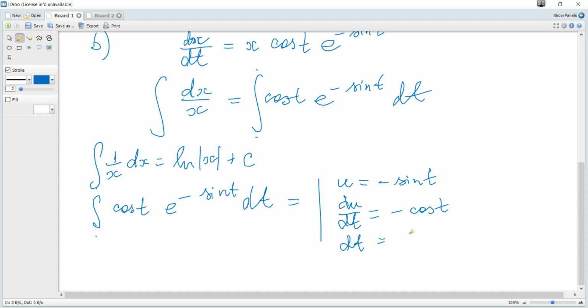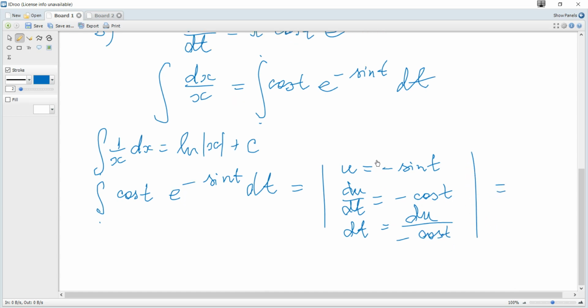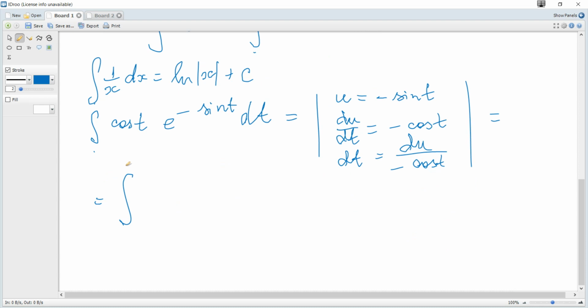Then we solve for dt, and dt becomes du over negative cos t. And then our integral becomes... In general, if you use limits, in terms of u the limits also change. But you may then rewrite in terms of t again, and the limits will be the same. So, cosine: you can see that u is negative sine, but don't hurry, because it's not useful, or it's not easy, to change in terms of u.